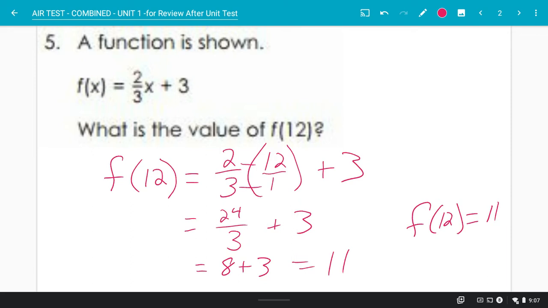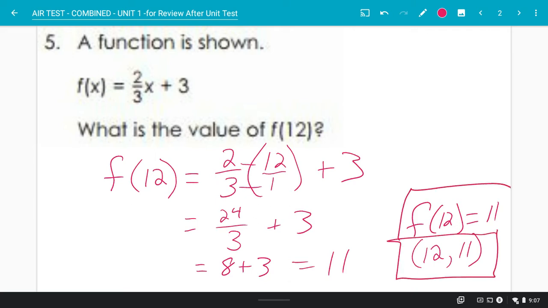Is there another way I could write that? Absolutely. What's my input? 12. What's my output? 11. These two items are exactly the same, just 2 different ways of writing the same thing.